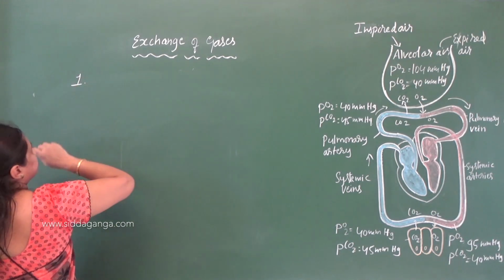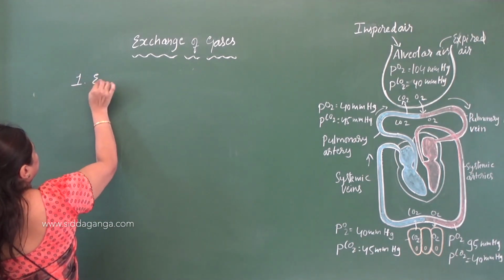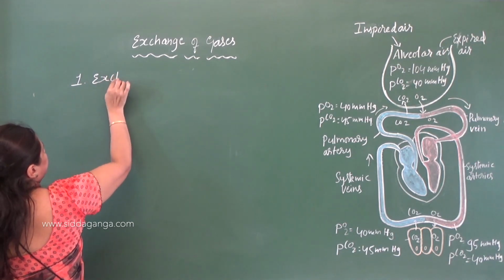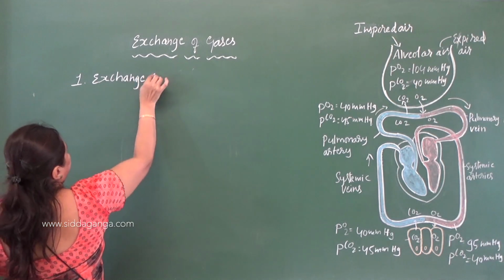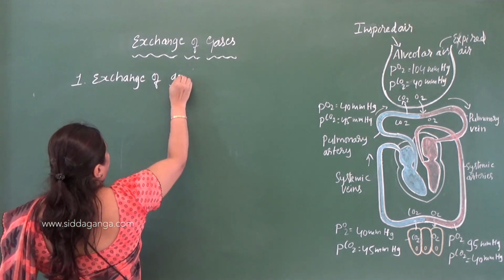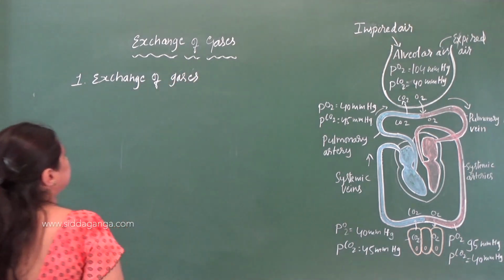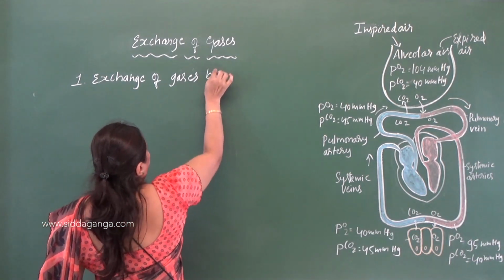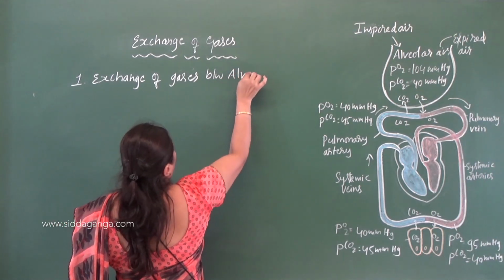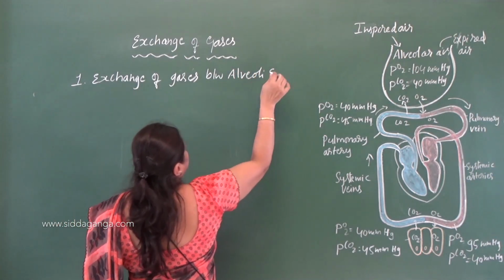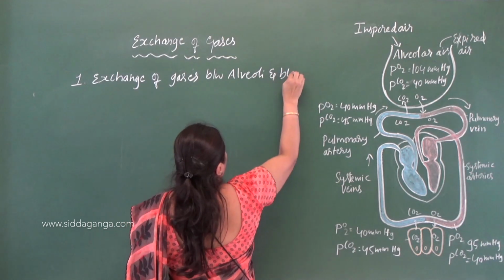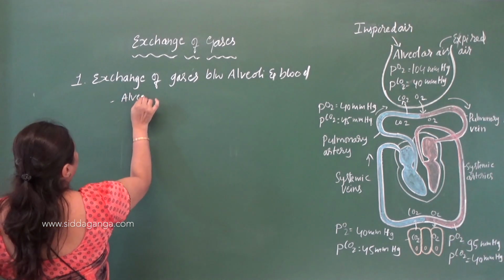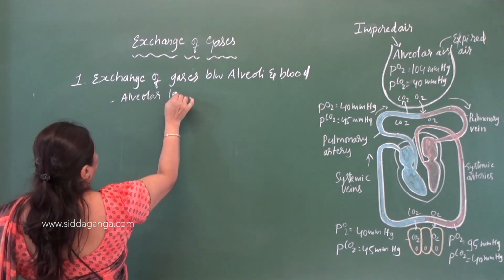The exchange takes place at two levels. One is at the alveolar level, exchange of gases between alveoli and blood. So this is at the alveolar level.